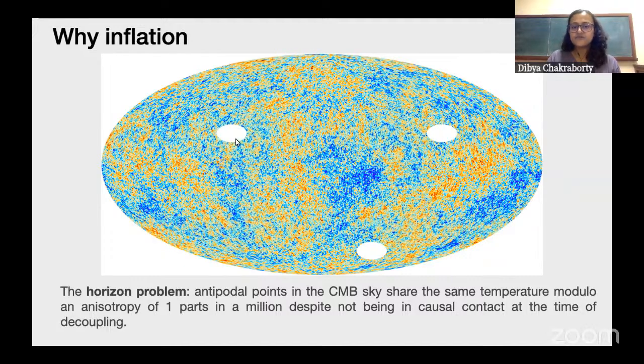If we consider two antipodal points separated by even 180 degrees, those two points also share the same temperature modulo 10⁻⁵ anisotropy. We know from the laws of thermodynamics that in order for two points or two particles to have the same temperature, they have to be in some causal contact at some point. They have to be in thermodynamical contact, right? But that did not happen if we go back to the time of decoupling.